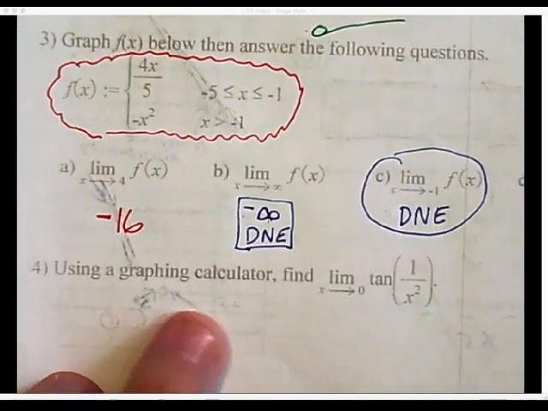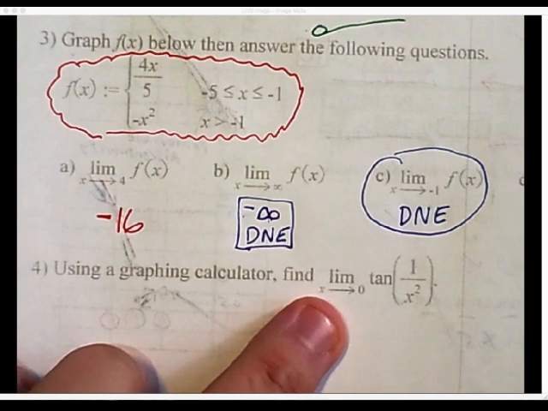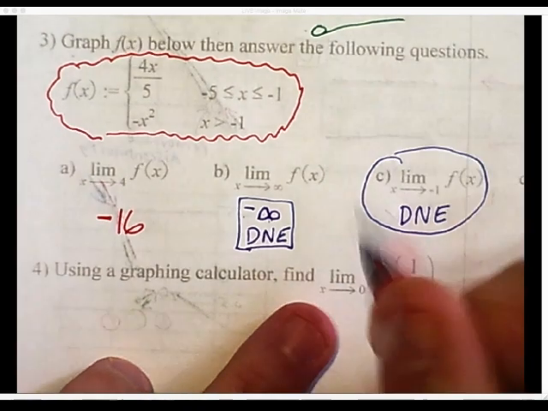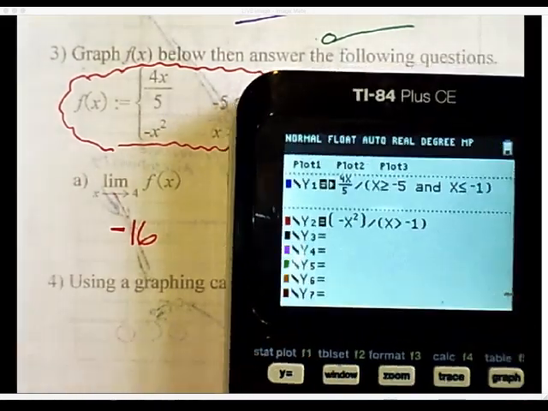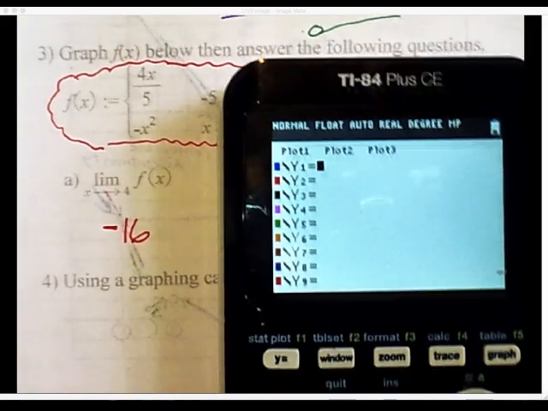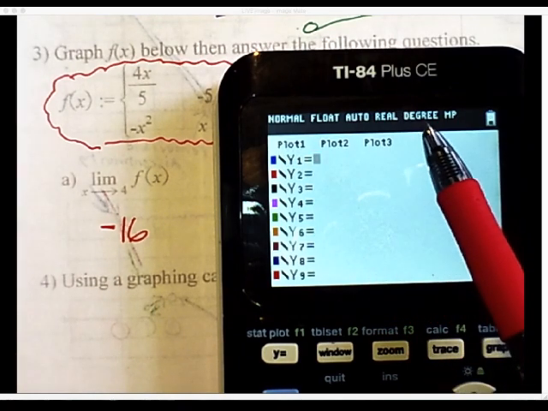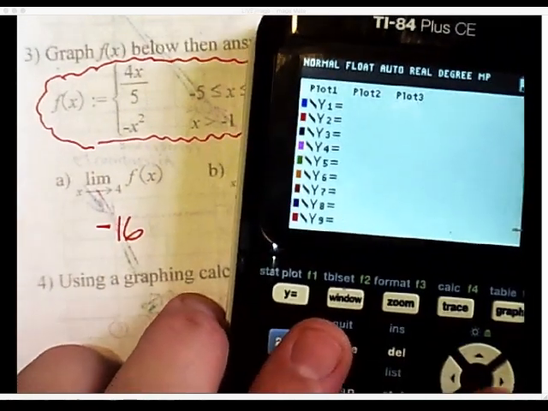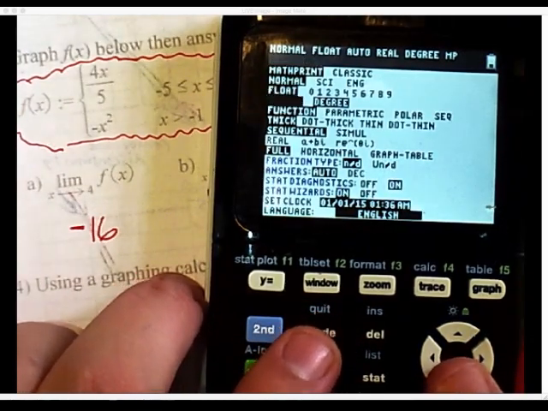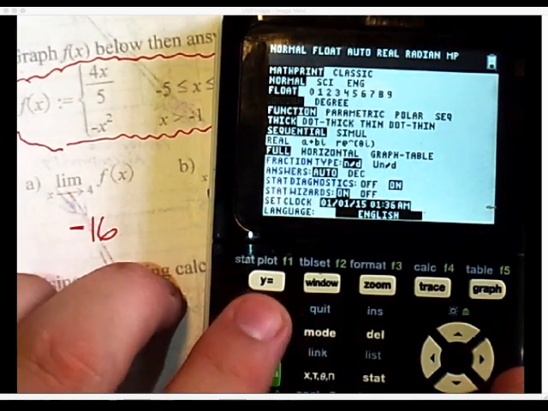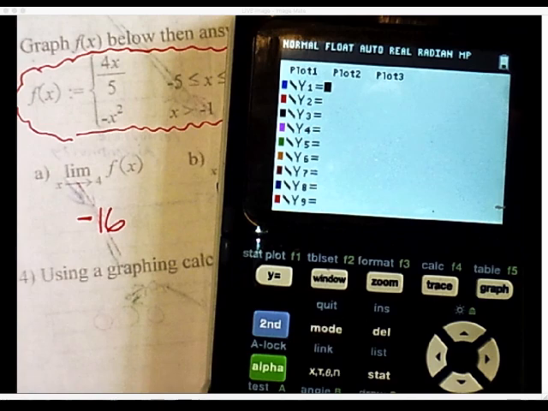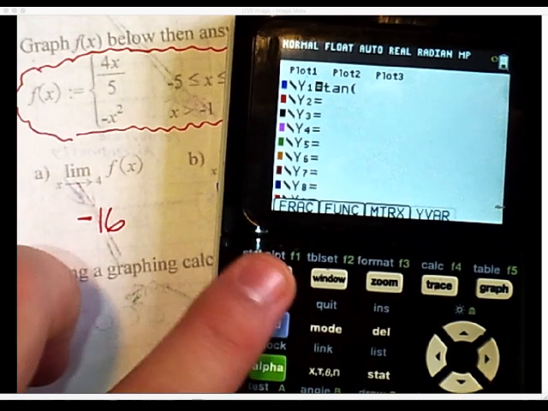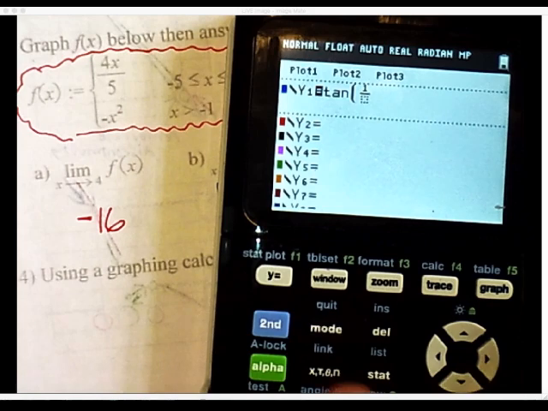And lastly, it says, using a graphing calculator, find the limit of this function, tangent of 1 over x squared, as x approaches 0. So let me get rid of these two. Now, whenever we do calculus, we don't want to be in degrees. So before I even go into this problem, I'm going to hit mode. I'm going to go down and change my degrees to radians. Everything in calculus has to be radians. Okay, so I'm going to go to y equals. And I want to type in that function, tangent, make a fraction, 1 over x squared.